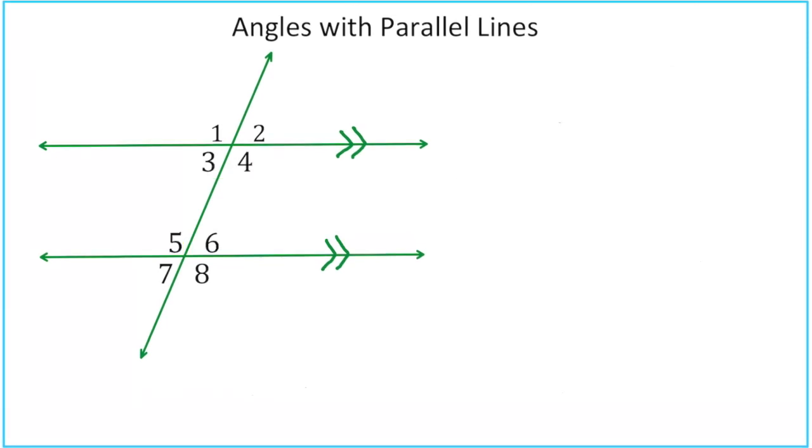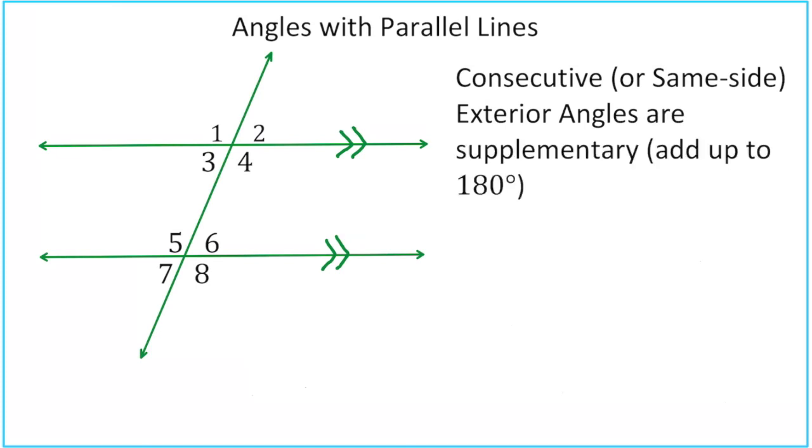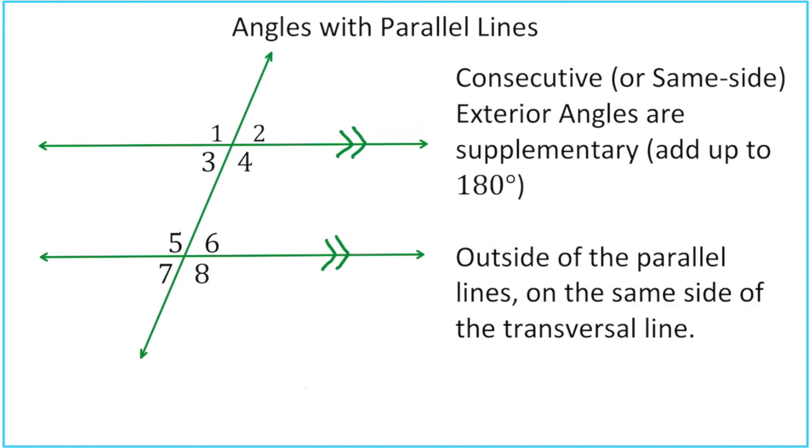The last angle relationship that we'll look at in this video is consecutive or same side exterior angles. And just like the consecutive interior angles, these are supplementary, which means they add up to 180 degrees. Since they're exterior, they'll be outside of the parallel lines, and since they are same side or consecutive, they're on the same side of the transversal line.